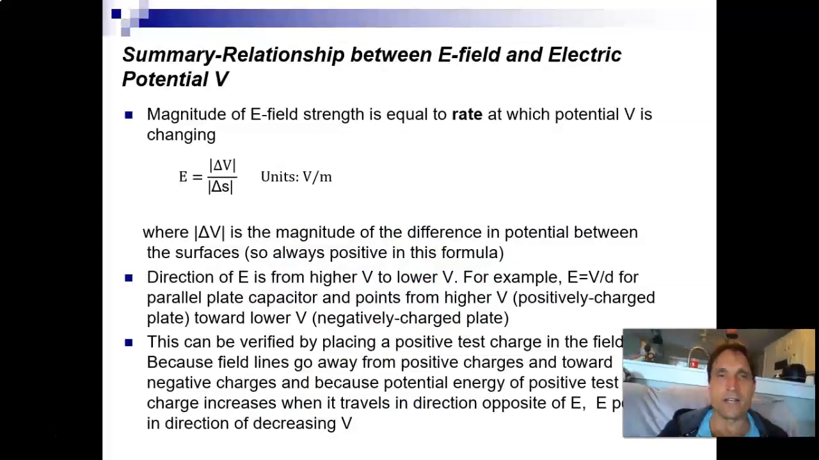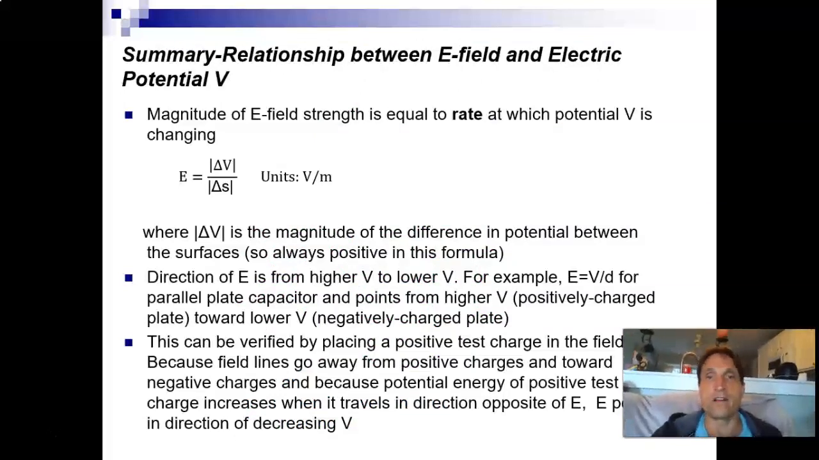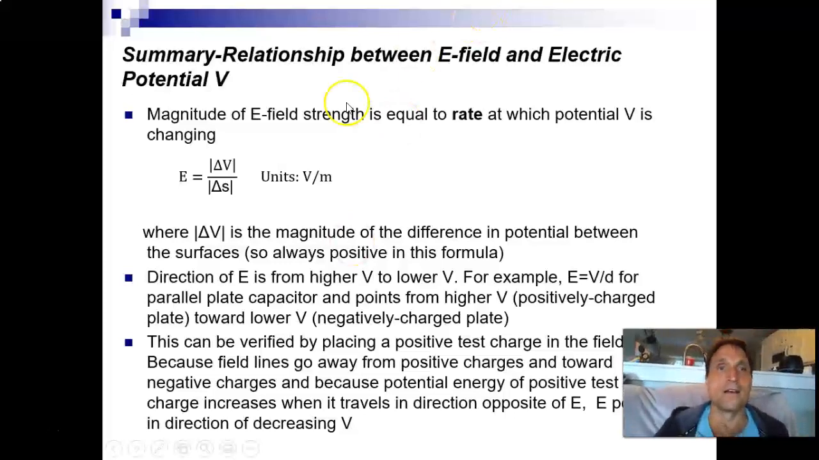Here again, at the risk of beating this to death, tune me out and skip to the next slide if you already know this. The electric field strength is just equal to delta V over delta S. That's the magnitude, in volts per meter. It's the rate at which the potential is changing with distance. Remember that E points from higher V to lower V.